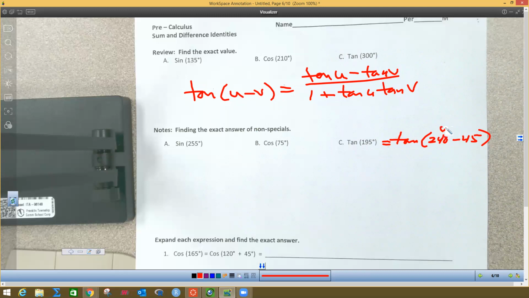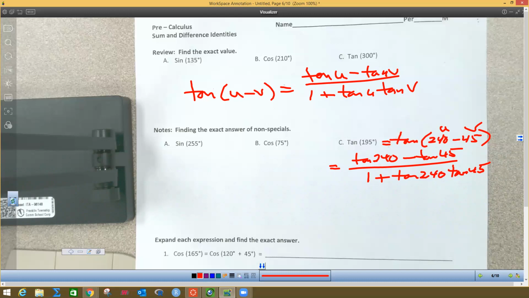So this is my u, this is my v, so I'm going to plug those in, and that's going to be the tangent of 240 minus the tangent of 45, all over 1 plus the tangent of 240 times the tangent of 45. Anybody got a question so far?